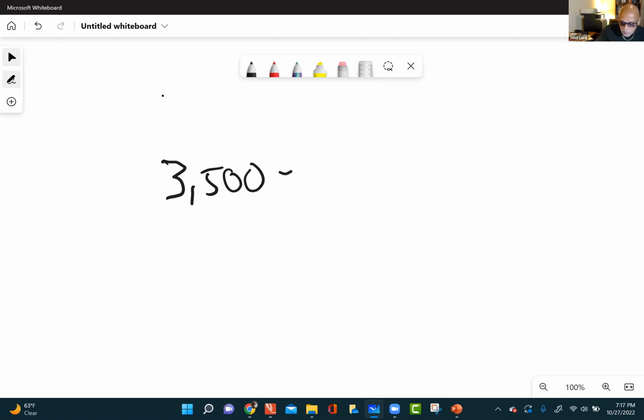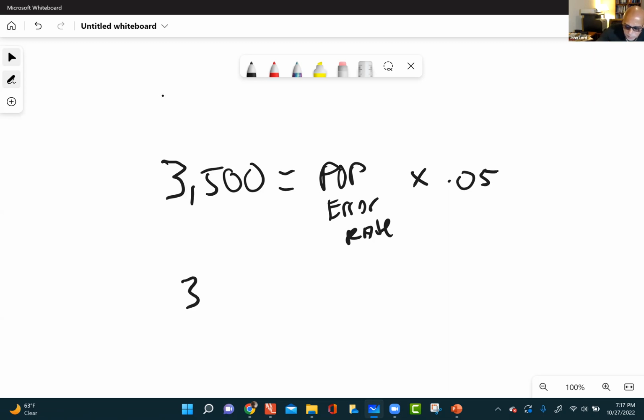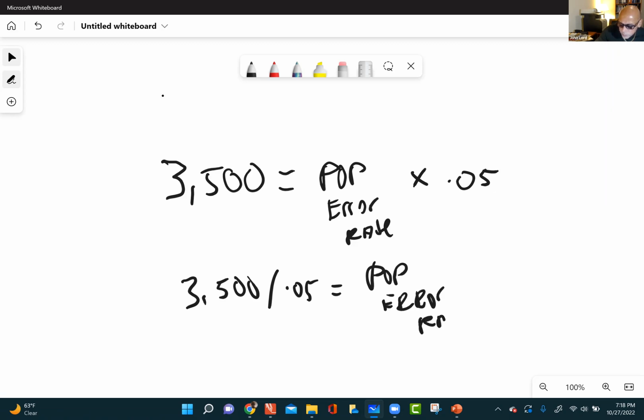Now, I could set that up so that I'm saying that the population error rate is going to be equal to that number times, and if I looked at every 20th item, then I looked at 5%. That's what that question said. And so if I divide each side by 0.05, that means that I think that the population's error is, if I'm doing my math right, 70,000.